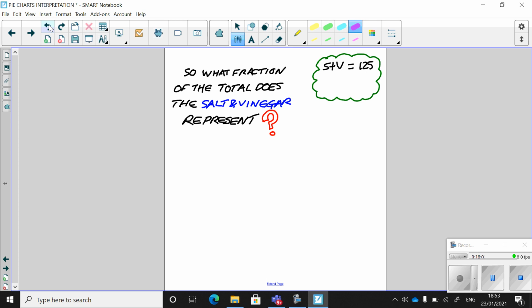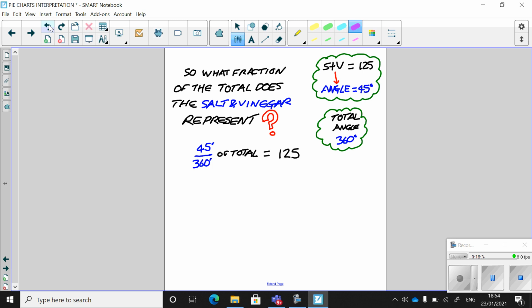Salt and vinegar, there was 125 packs there. Okay. But we had an angle in there of 45 degrees. Right. And remember that the complete angle always comes in here. Right, okay, let's have a little think. How are we going to tackle this? So this is giving us a fractional amount of the total, 45 over 360. Right, so 45 over 360 of the total is 125. We know that. Right, salt and vinegar, we know that.